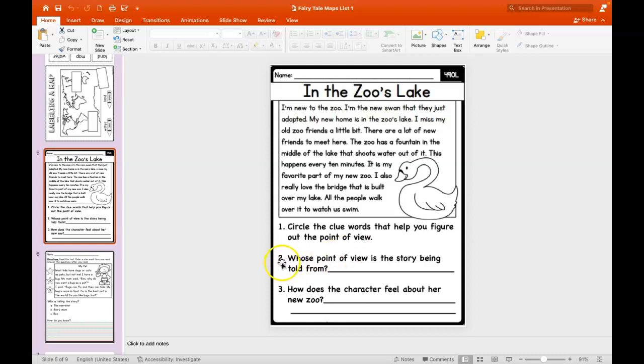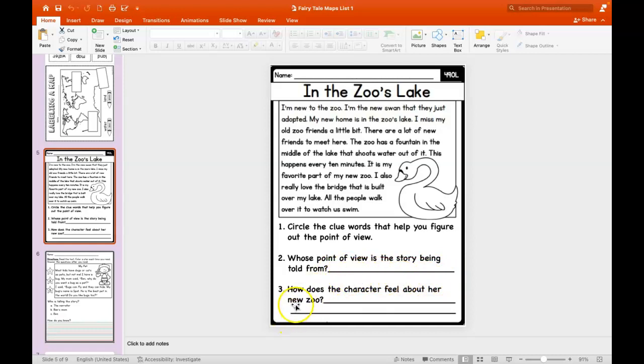Number 2, whose point of view is the story being told from? Is it the character or the narrator? That's where we want you to write on this line right here. Character. Remember those words like I, my, me, or the narrator. Did you hear the narrator saying character names or they, them? Character or narrator? Who is telling the story?